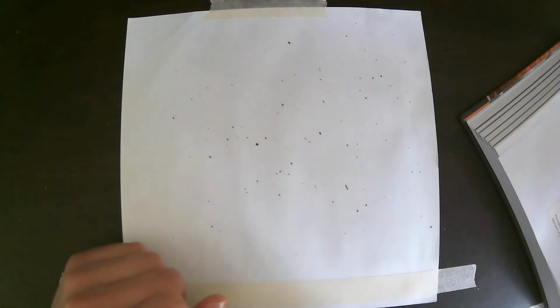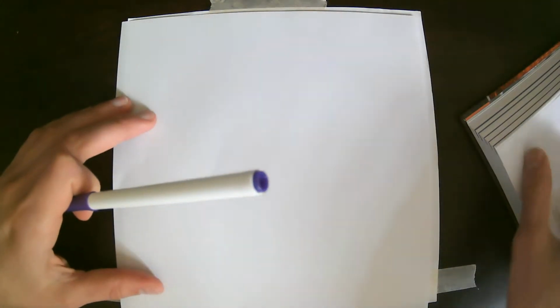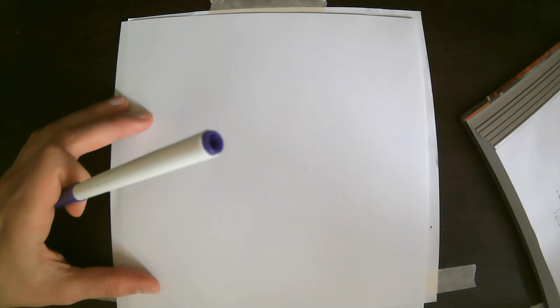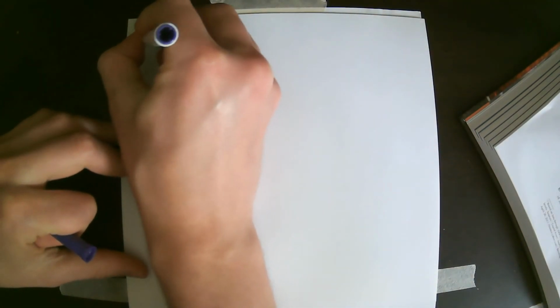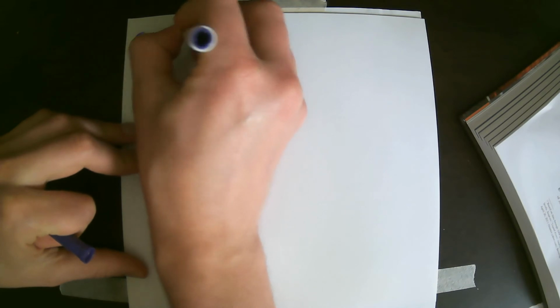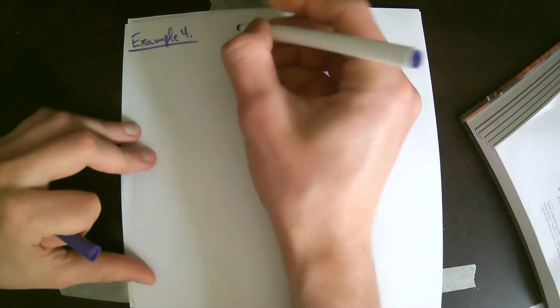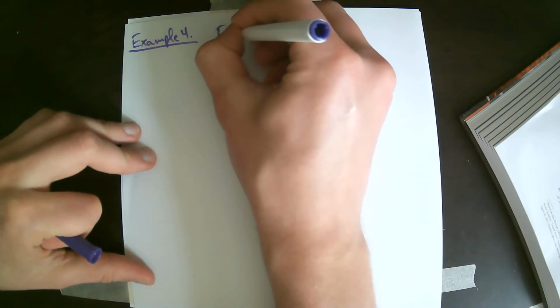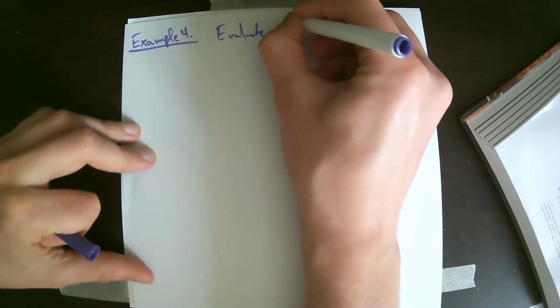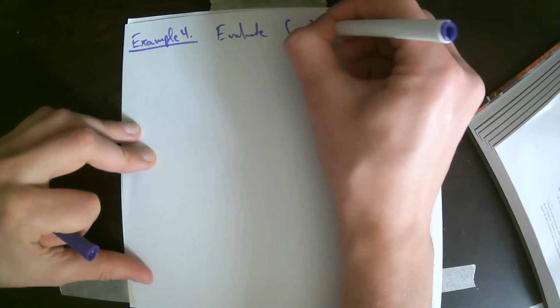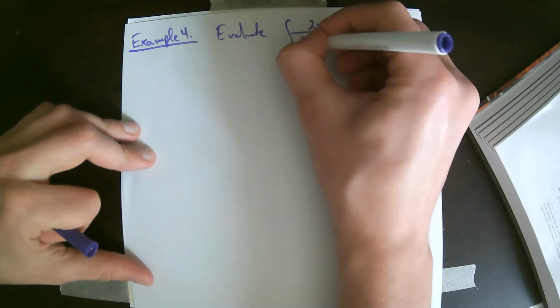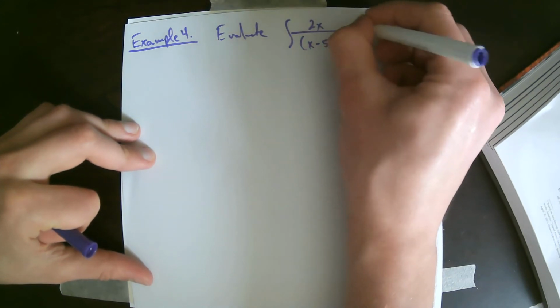Let's do example 4 now. Let's back up to example 4, because it is an interesting little technique they use there. This is not the shortcut. This is just a kind of new situation that can arise. Let's evaluate the integral of 2x over x minus 5 squared dx.